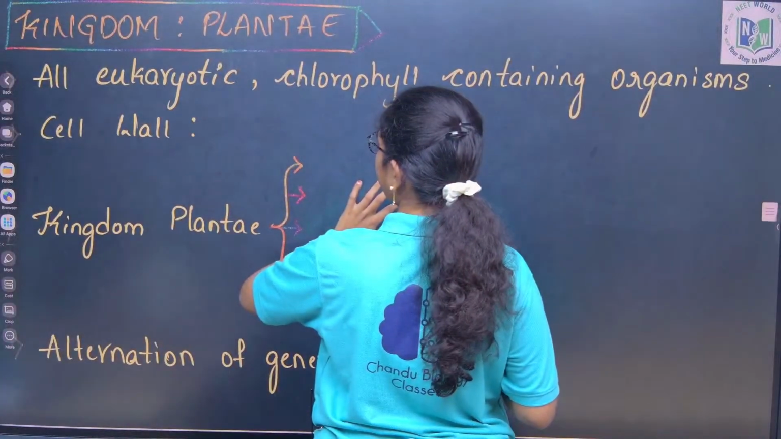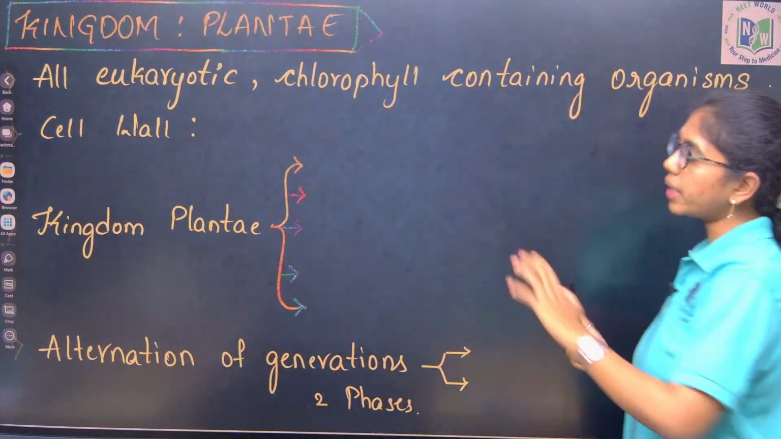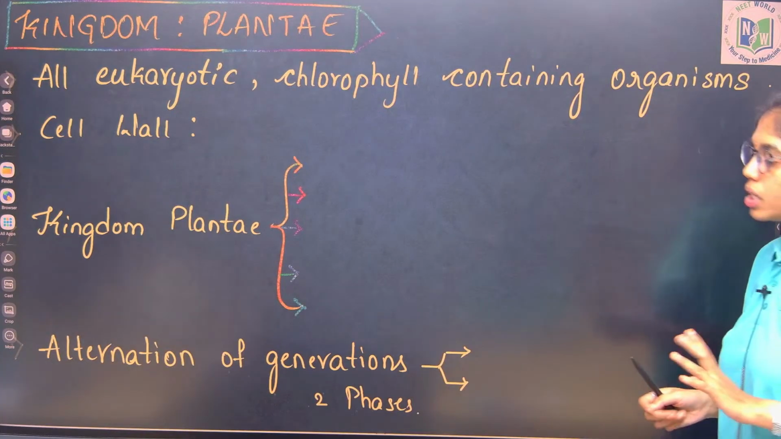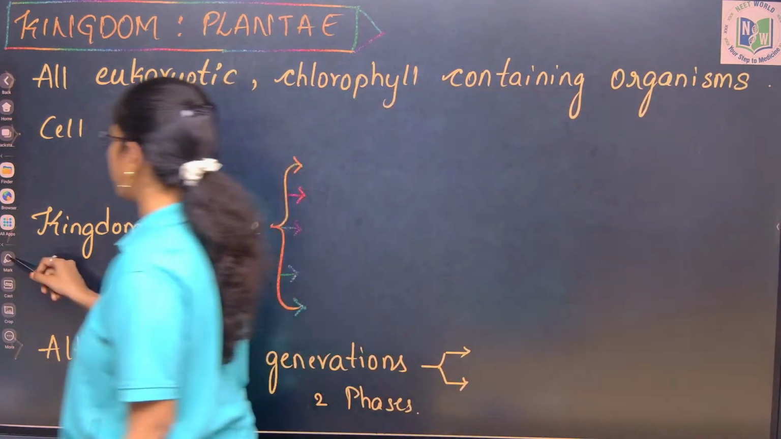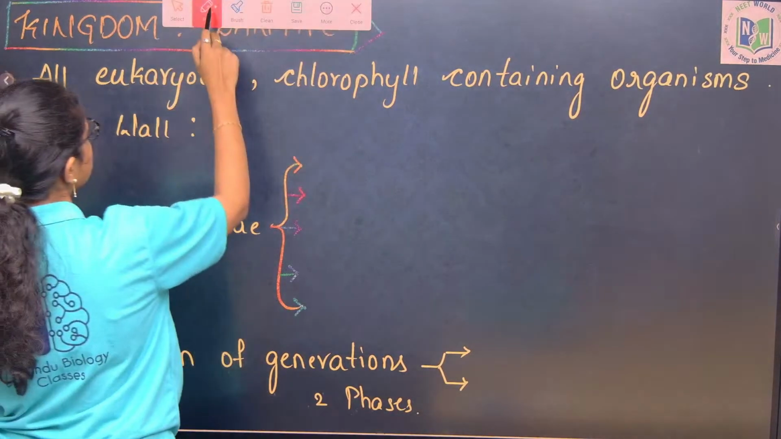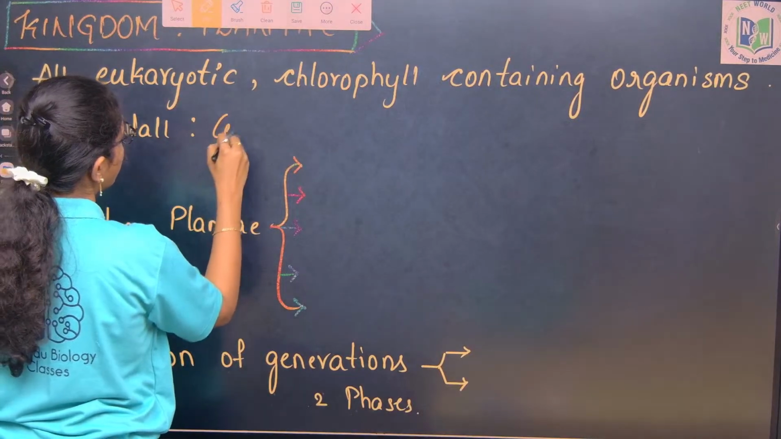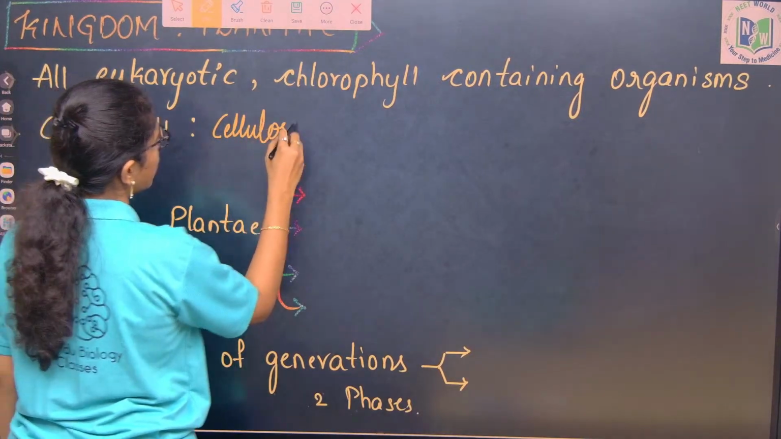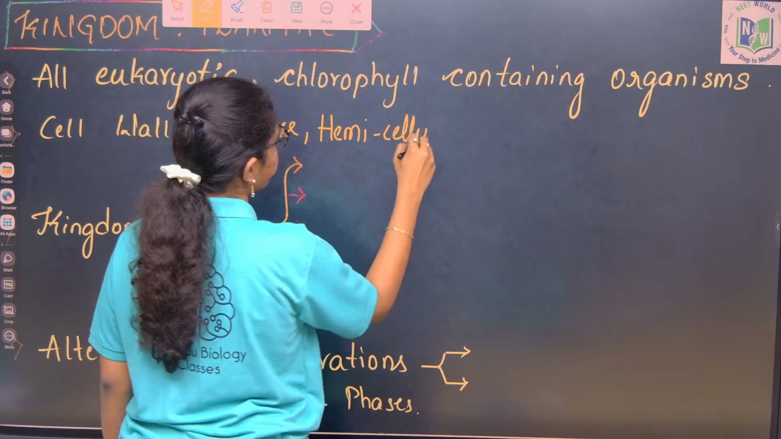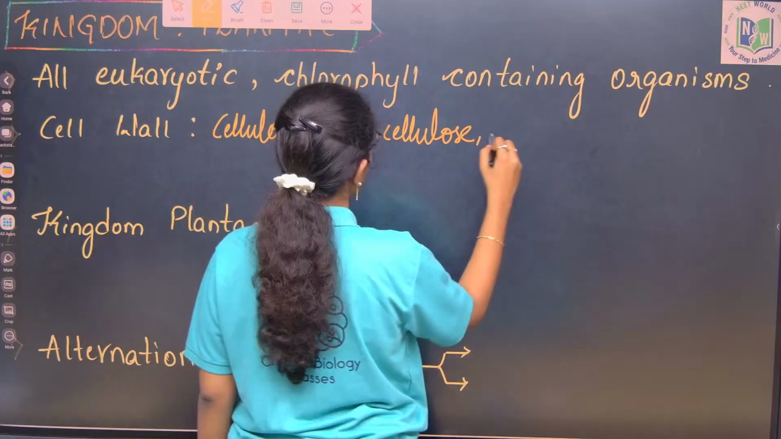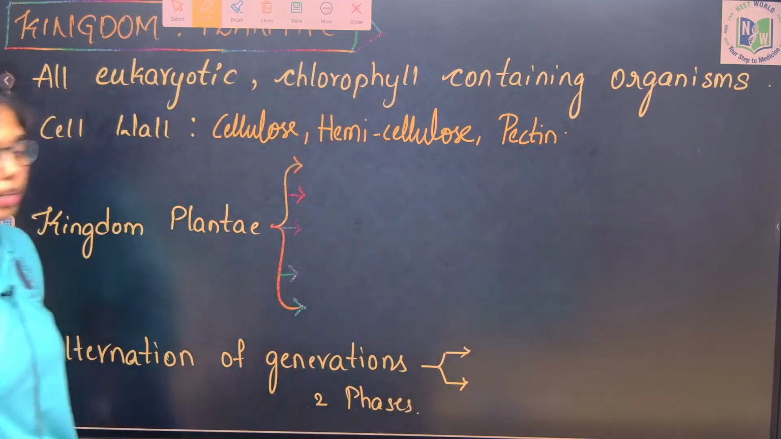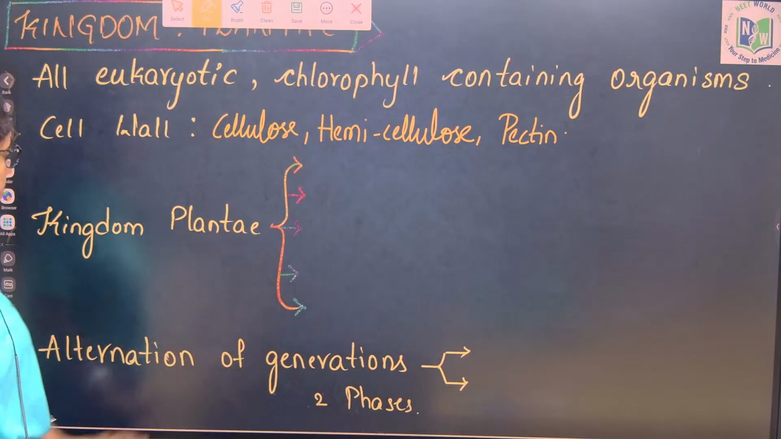Kingdom Plantae in brief. Kingdom Plantae includes all the eukaryotic chlorophyll containing organisms. Plant cell wall includes what? Cellulose, hemicellulose and pectin. Cell wall includes what? Cellulose, hemicellulose and pectin.